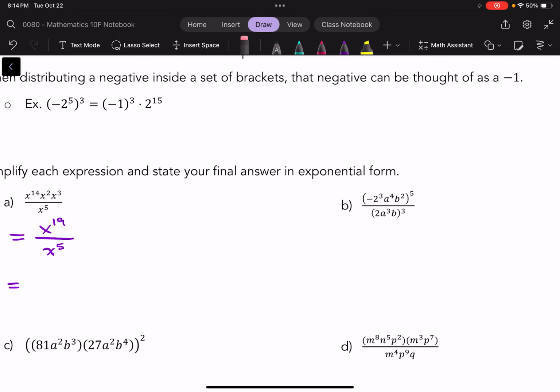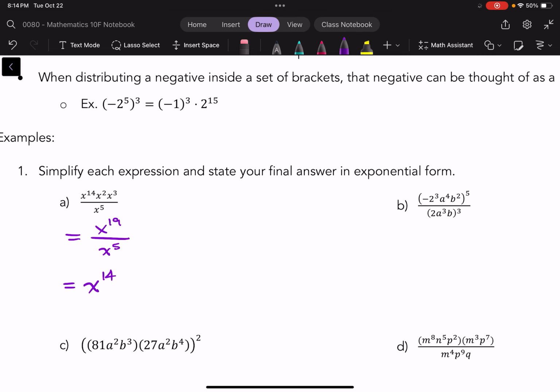So our result would be x to the power of whatever 19 minus 5 is. And that is 14. This is as simplified as that can get. And it is in an exponential form because we can see the power.